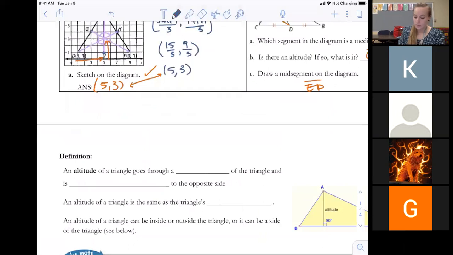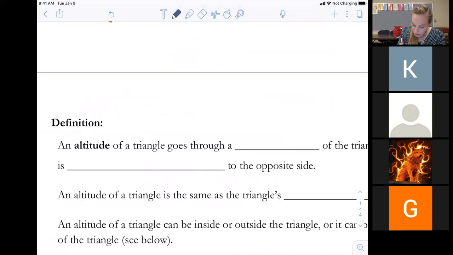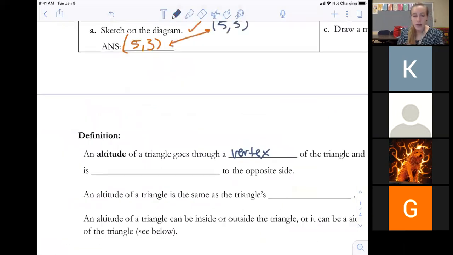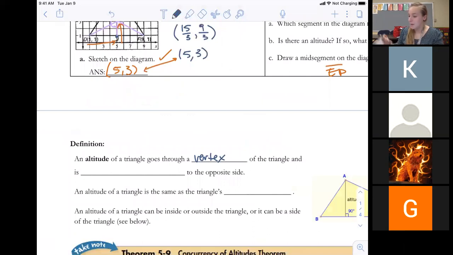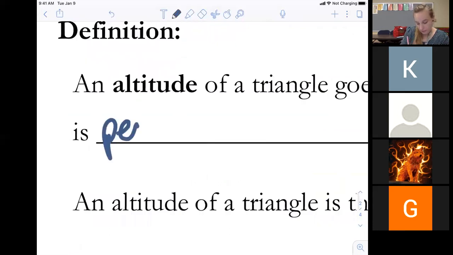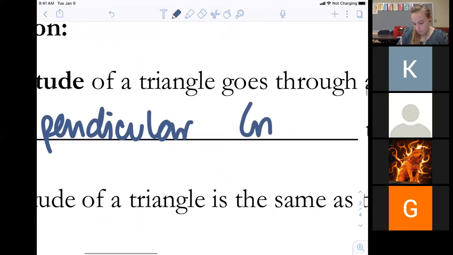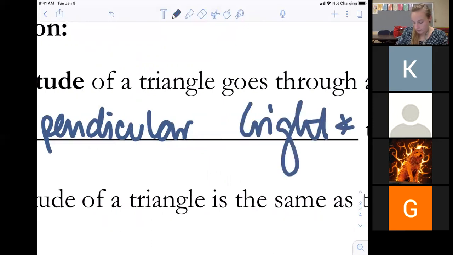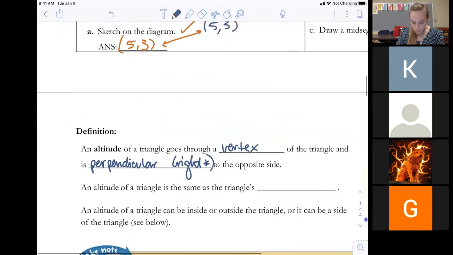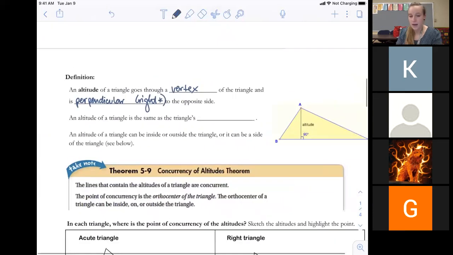So the altitude of a triangle goes through a vertex of the triangle, and it is perpendicular. It makes a right angle with the opposite side. So I'm gonna write perpendicular here. Makes a right angle. And I've got a nice pretty picture over here, vertex, 90 degrees, all that fun stuff.